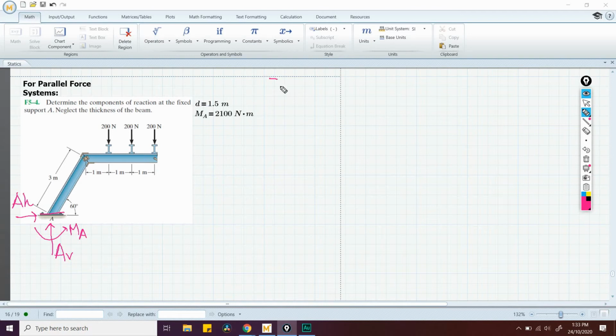Okay, solve muna natin summation of forces horizontal, for example, equal to 0, positive going to the right. Okay, ngayon pag titingnan natin, ang ating horizontal ay AH lang. Wala nang ibang force na nandyan na horizontal. So therefore, our A horizontal is equal to 0.